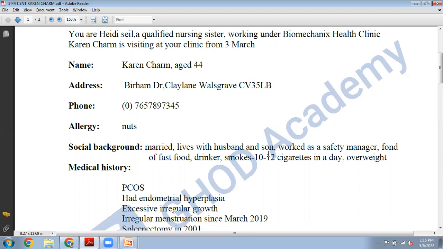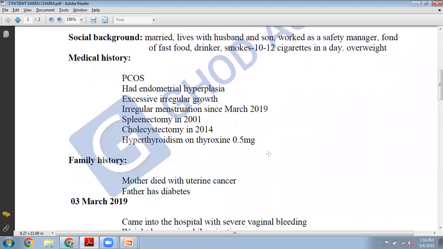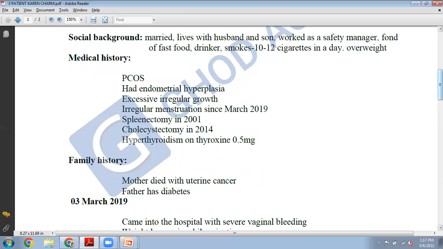Okay, coming back to the medical history, we can check the medical history of this patient. PCOS is there, had endometrial hyperplasia, excessive irregular growth, irregular menstruation since March 2019. 1, 2, 3, 4. All these 4 things are needed. Splenectomy done in 2001, cholecystectomy done in 2014. Both are irrelevant because they happened a couple of years back. So we are not going to include these 2 points. Okay, hypothyroidism on thyroxine 0.5 mg. She is having this medicine, so that also you have to include.